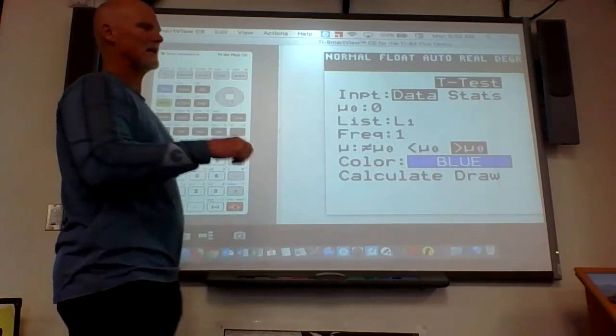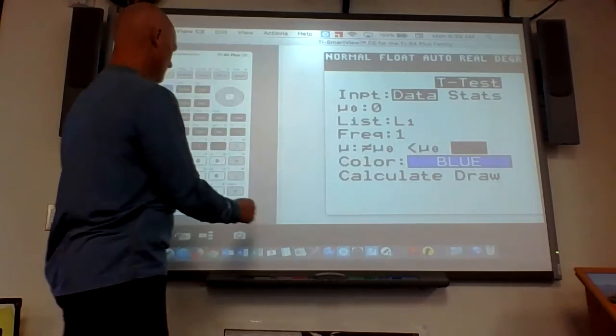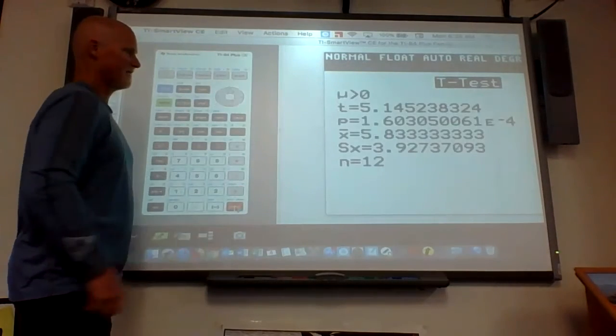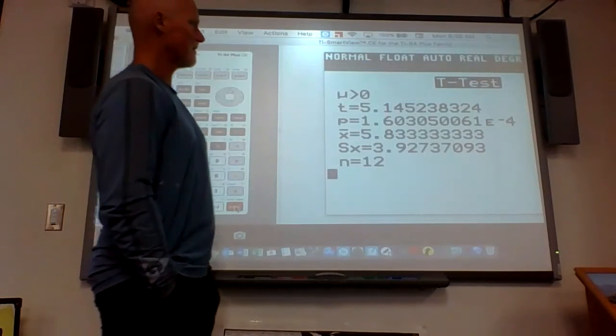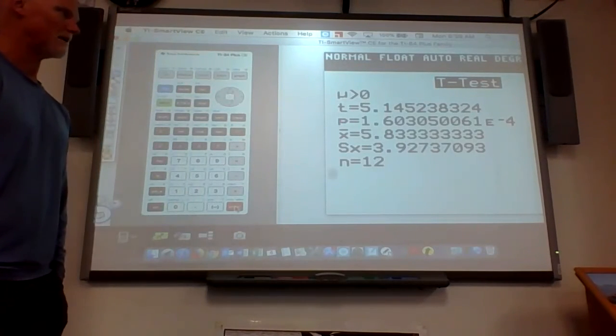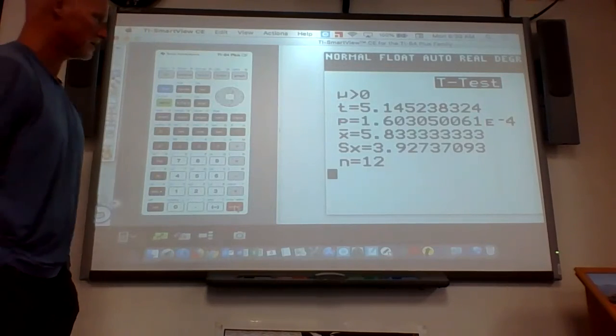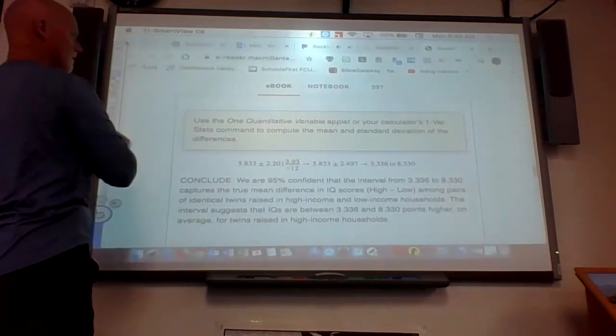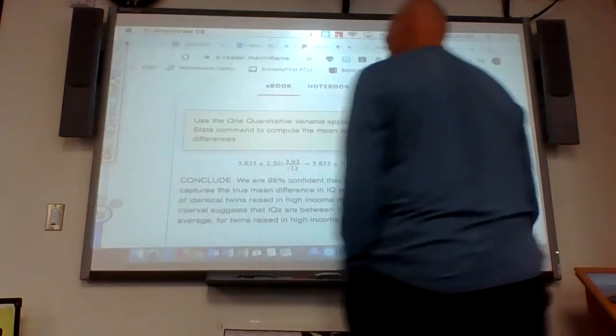Okay, but that means that the second one went up. Okay, I just have to keep that in mind. And so this sample is not likely to occur just at random. So there needs to be an explanation. So in the context of this problem, what is our difference in IQ scores?